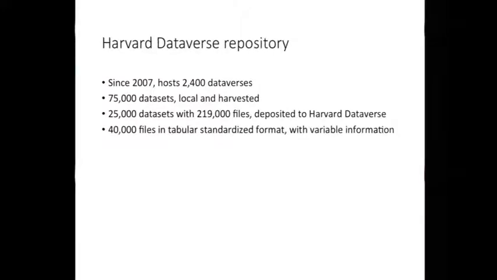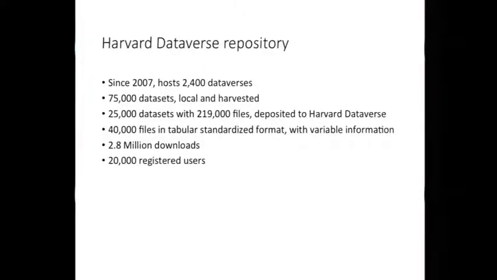And of those, 40,000 are tabular files where we have extracted this variable information. And this is important because those are the type of files that tools like Psi can work with, because it has a standard format and standard metadata that an external data exploration or data analysis tool can use through the API. And we've got 2.8 million downloads since we started.